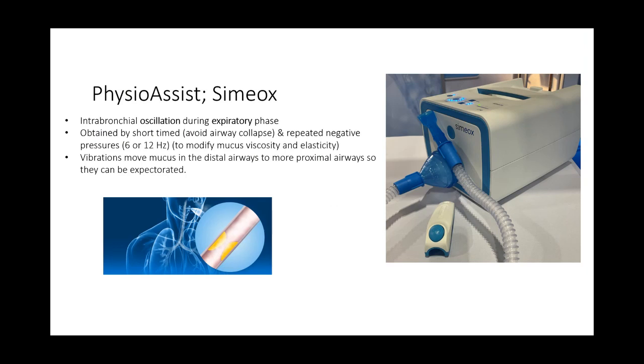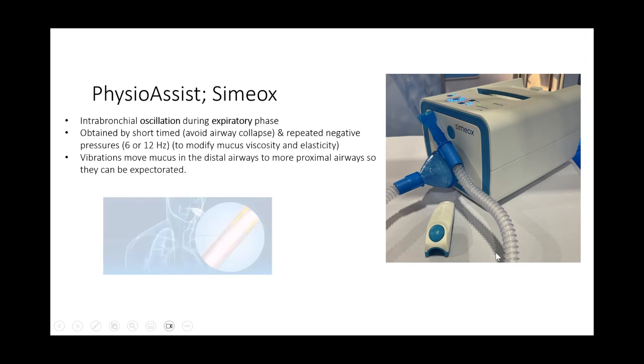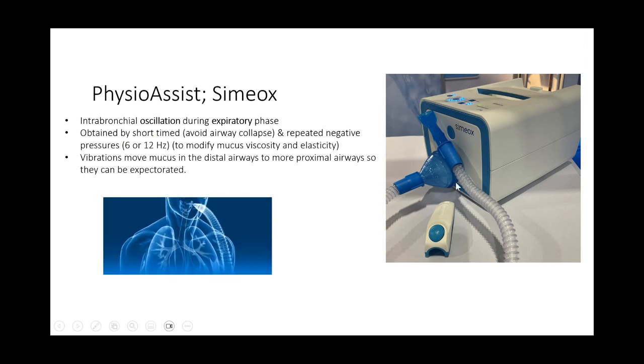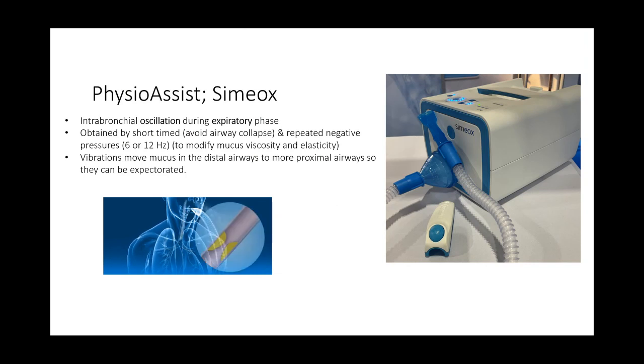The final device, or the newer kid on the block with regards to external vibrations, is PhysioAssist or Simiox. What this does is it provides intrabronchial oscillations during the expiratory phase. So the patient will breathe in and out of the mouthpiece. They breathe in without any resistance or anything happening. And as they breathe out, they push this button, and short timed repeated negative pressure between 6 and 12 hertz is delivered. And that, as you can see in the video, gets behind the secretions and mobilizes them up. And it may have an effect on modifying mucus viscosity and elasticity.